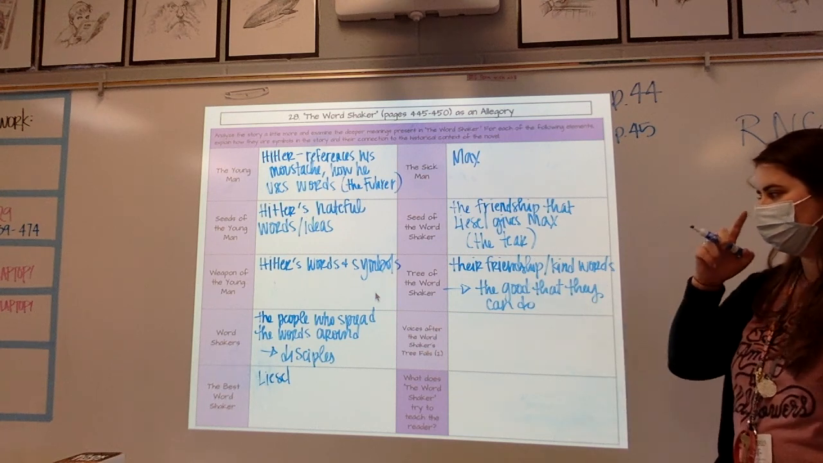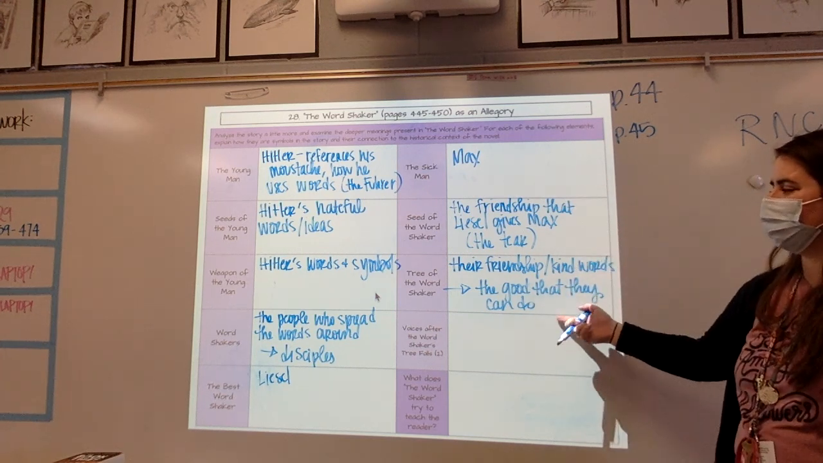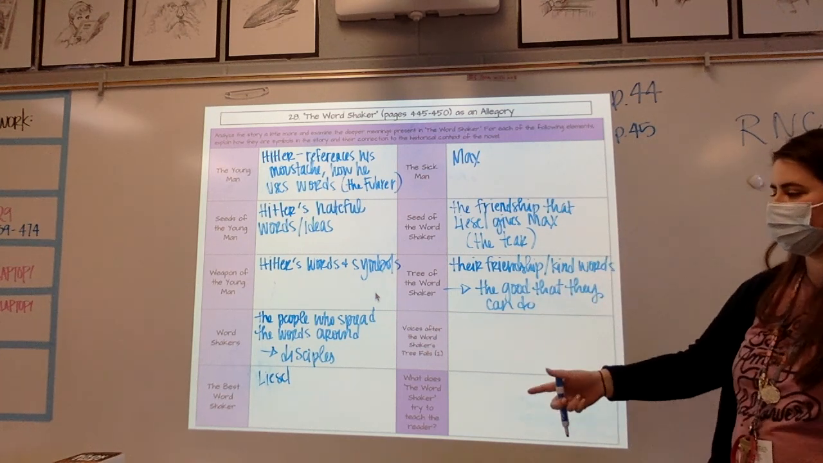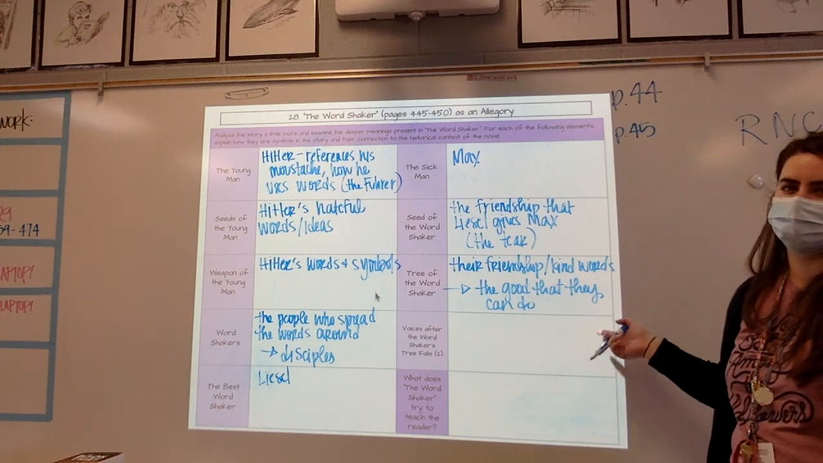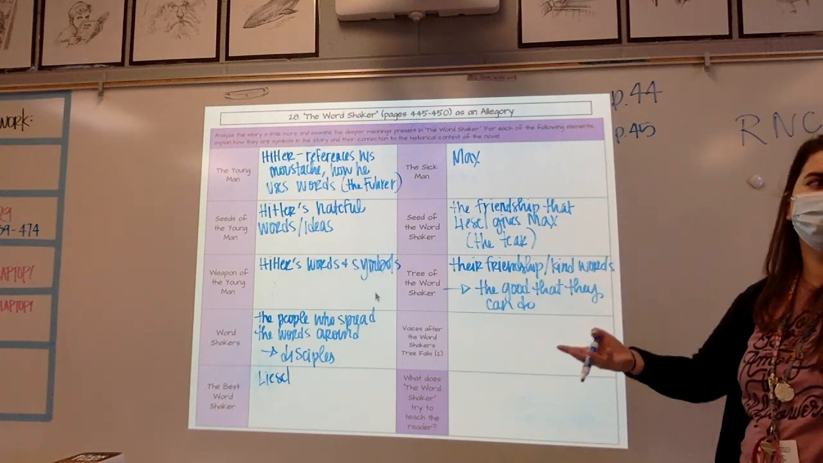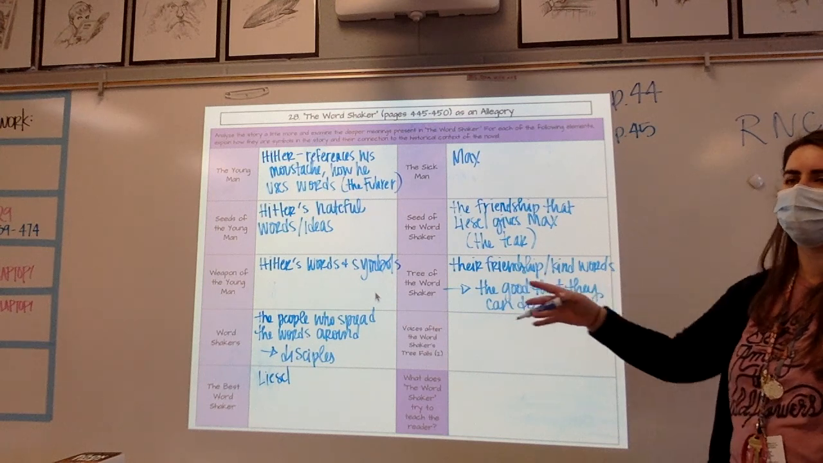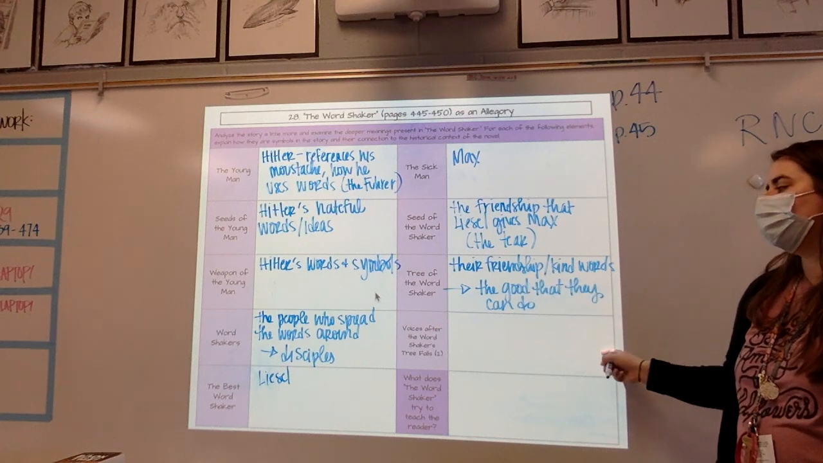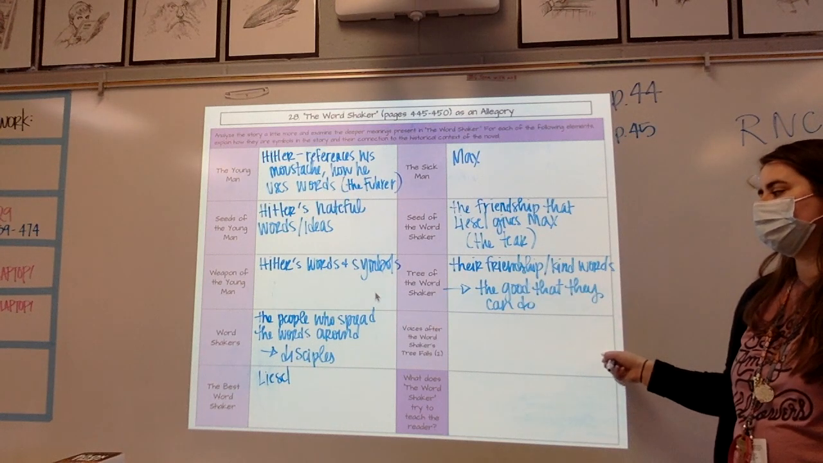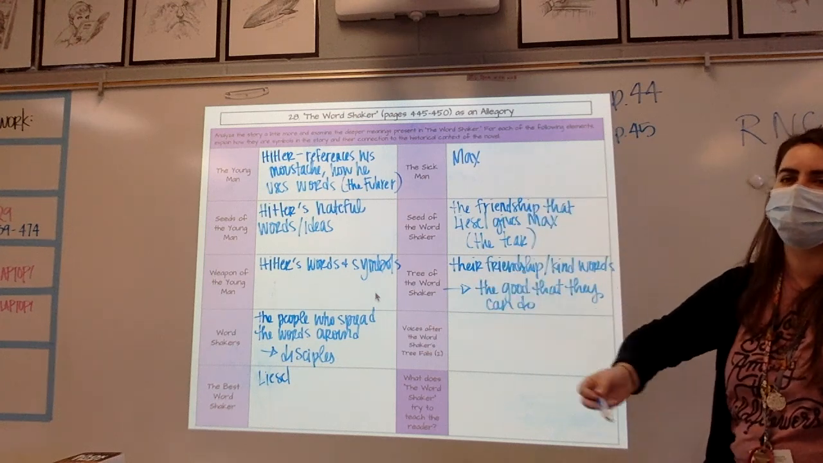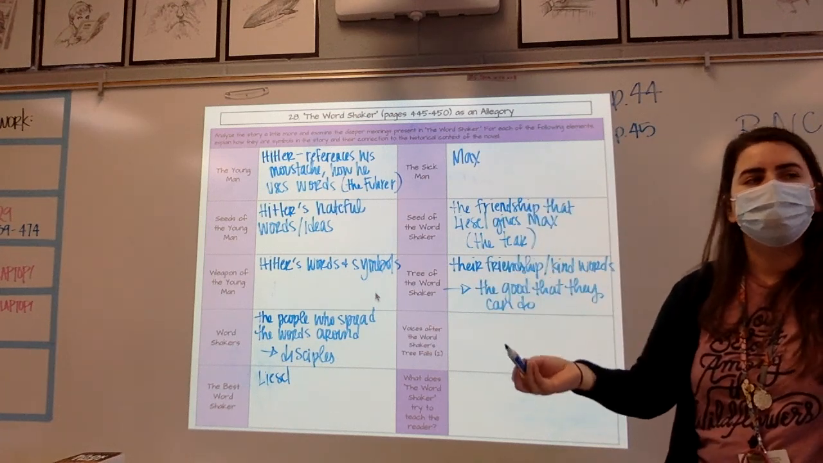So the sick man returns and he climbs up the tree and he finds the best word shaker. He reunites with Liesl and they come down the tree, which has saved them. They go back out into the world. Now, there are voices after the word shaker's tree falls that represent the rest of the world, the people who are watching all of this.